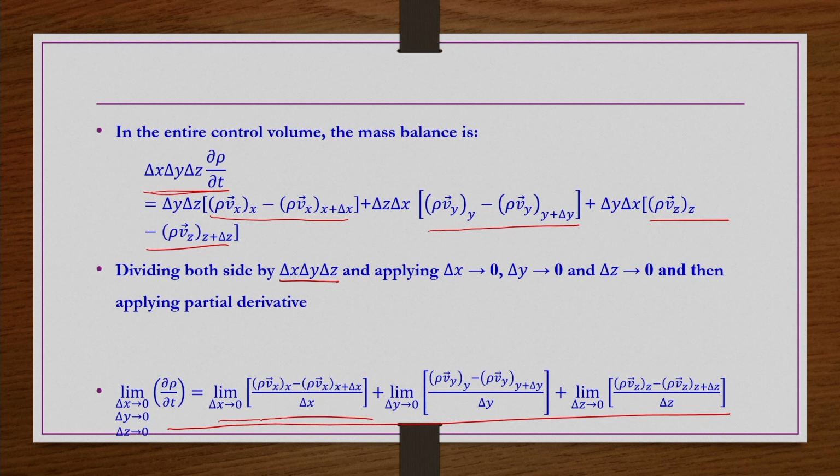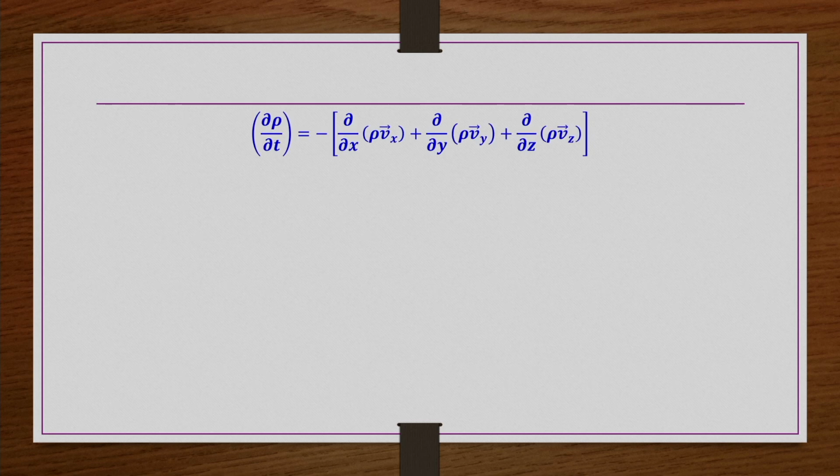Now, this is nothing but minus ∂/∂x of ρv_x, and this is nothing but minus ∂/∂y of ρv_y, and this is nothing but minus ∂/∂z of ρv_z. So, that is ∂ρ/∂t is equal to minus of ∂/∂x ρv_x plus ∂/∂y ρv_y plus ∂/∂z ρv_z. This is what we have, and this is nothing but the continuity equation. This is the continuity equation that we are going to use extensively in the rest of the course.